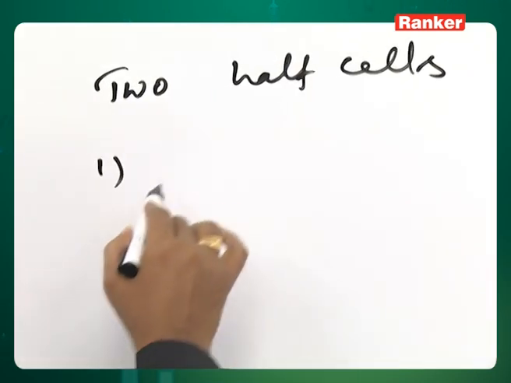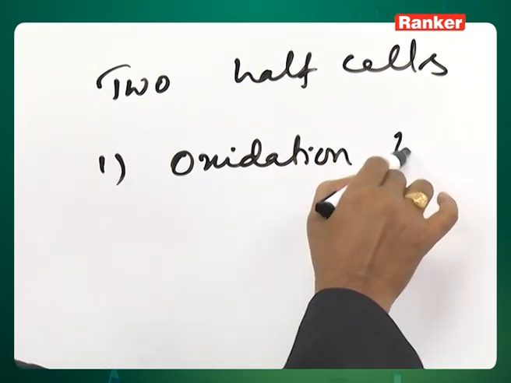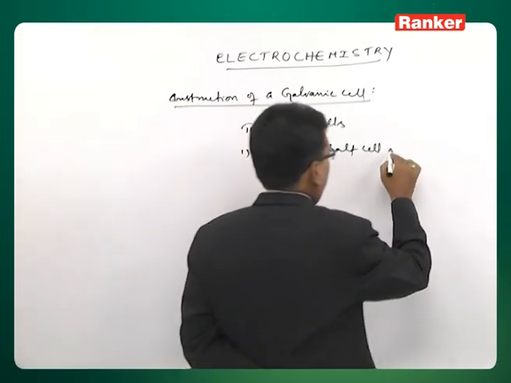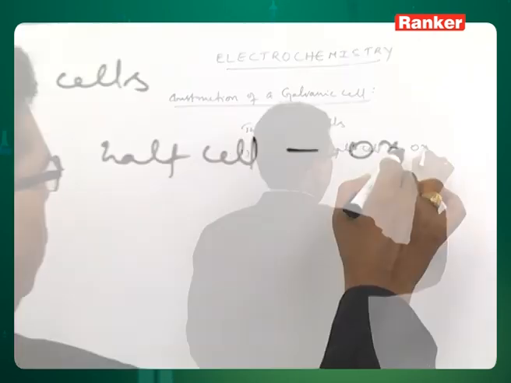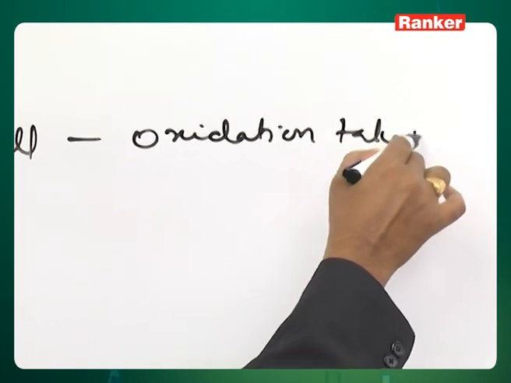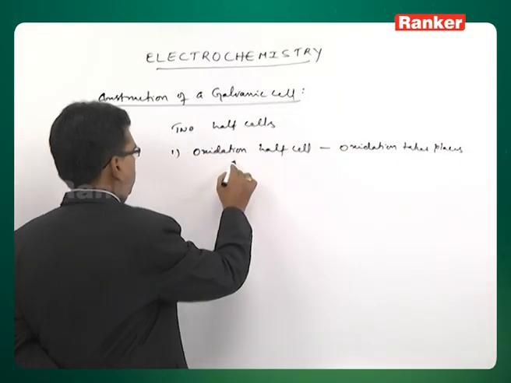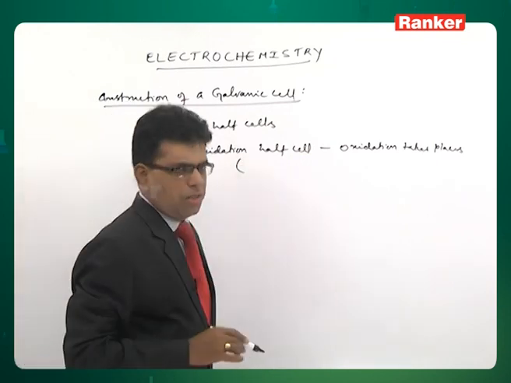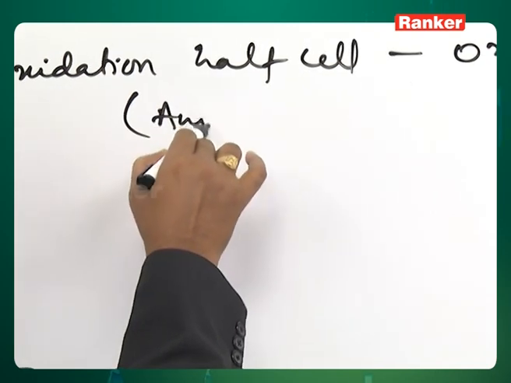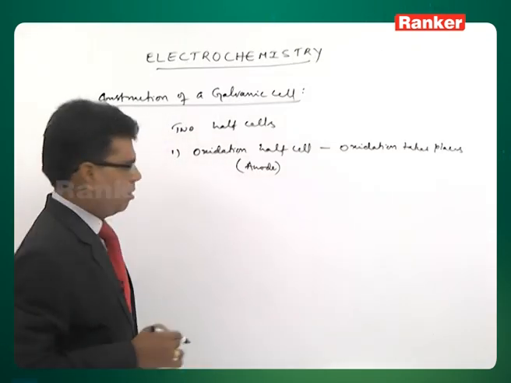One half cell is the oxidation half cell, where oxidation takes place, oxidation of chemical species. This oxidation half cell is otherwise called the anode. At the anode it is always oxidation.